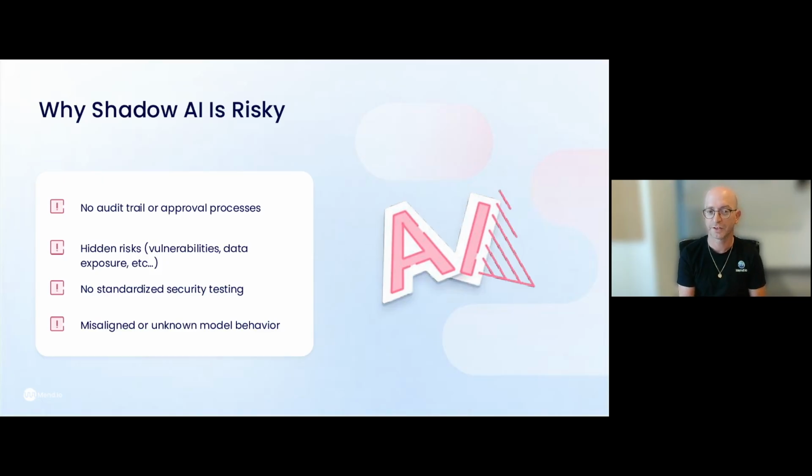Another reason why shadow AI is risky is that it includes hidden risks. It could be vulnerabilities in the models, vulnerabilities in how the interaction with the models works, with system prompts, data exposure, and so on. And the fact that there is no standardized security testing.